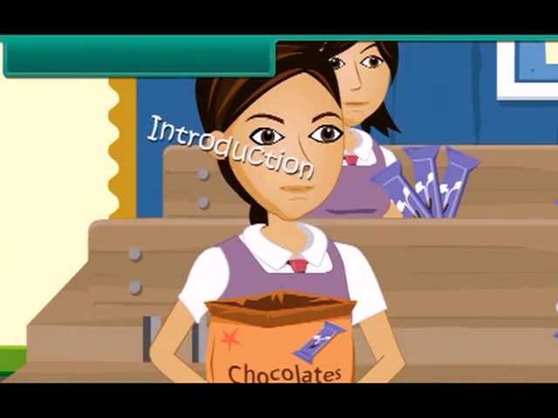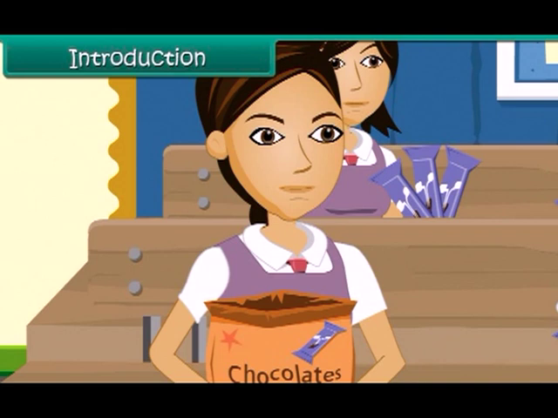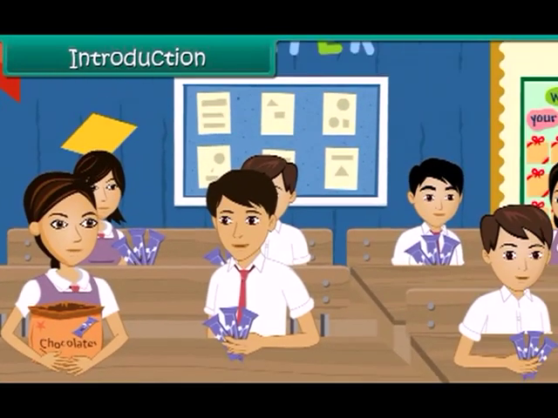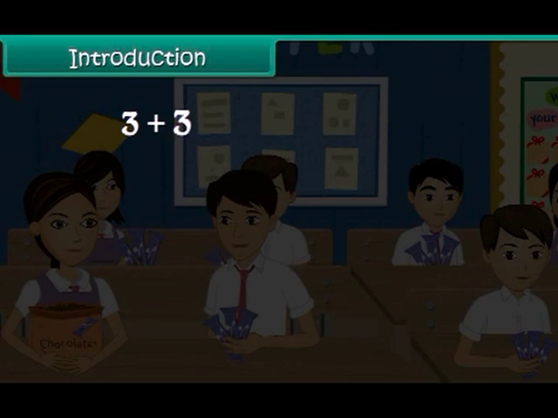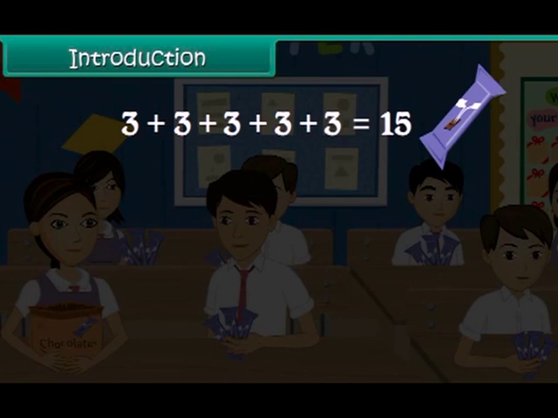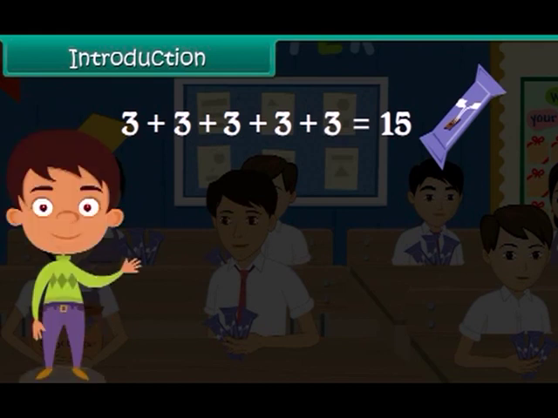Introduction. It is Ria's birthday today. She has decided to give 3 chocolate bars to each of her classmates. So far she has covered 5 friends. Therefore, she has given away 3 plus 3 plus 3 plus 3 plus 3, which is equal to 15 chocolate bars. After a while, she finishes distributing the chocolate bars to the entire class of 35 students.